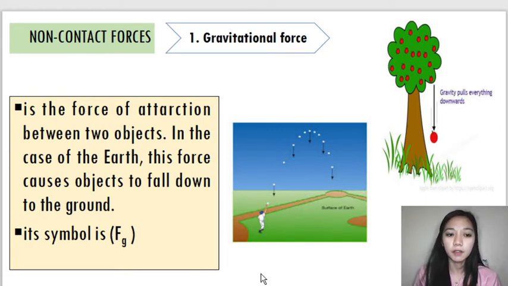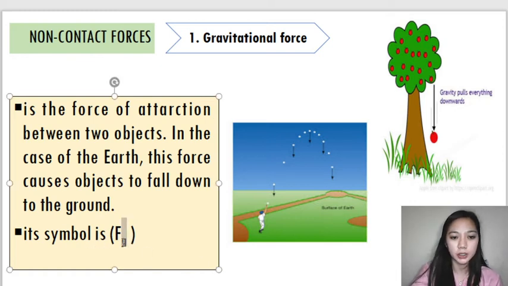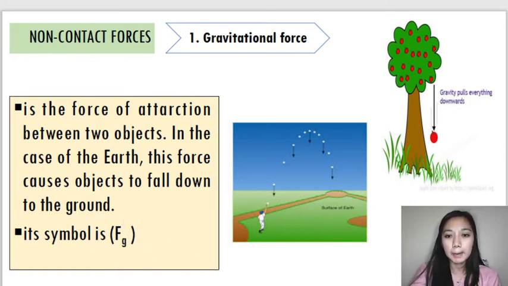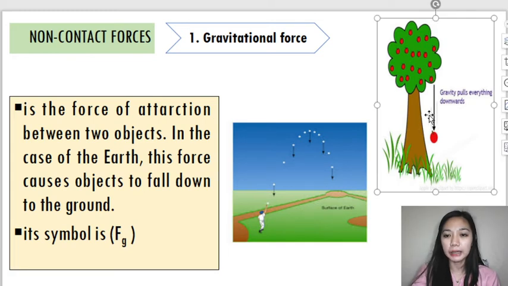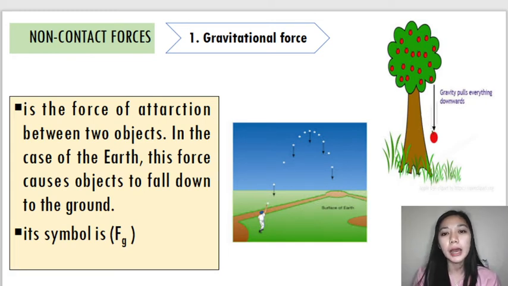In the case of the Earth, this force causes objects to fall down to the ground. And ang symbol po ng gravitational force is small letter g. Let me give you an example. Example natin ito, yung mga prutas o kaya naman yung mga dahon na nalalaglag, ang dahilan dito bakit siya nalalaglag towards the ground is the gravitational pull of the earth. So, hinihila nung earth pababa yung mga objects.